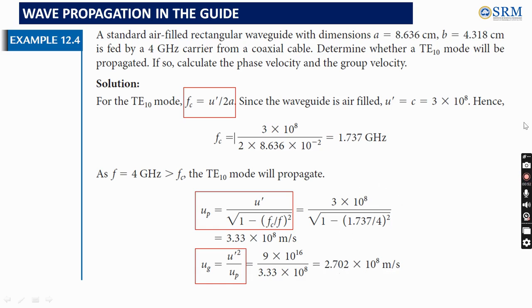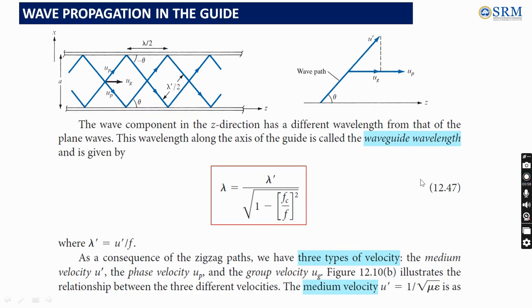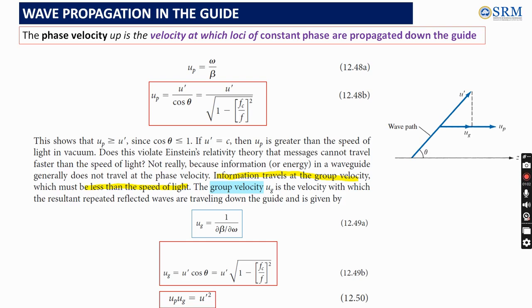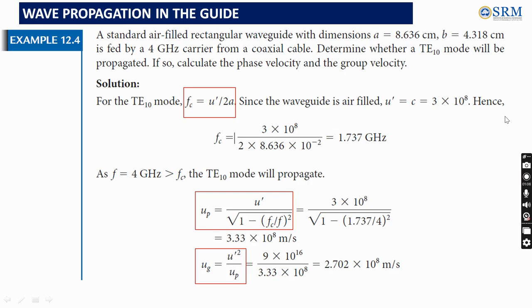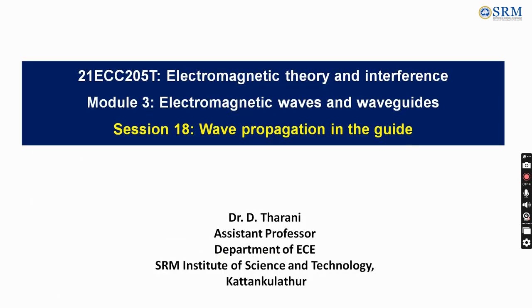I hope you understood how the wave propagates inside the guide with a different wavelength called the waveguide wavelength, and that it experiences three types of velocities: medium velocity, phase velocity and group velocity, and how they are interrelated, and we solved a problem based on this. This ends module 3 on electromagnetic waves and waveguides. We will meet you in the next module, transmission lines.